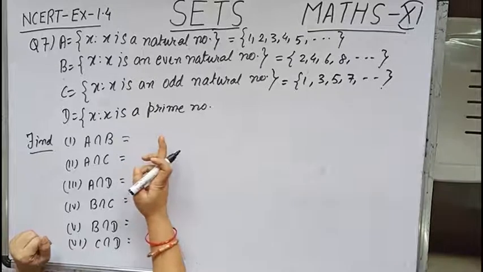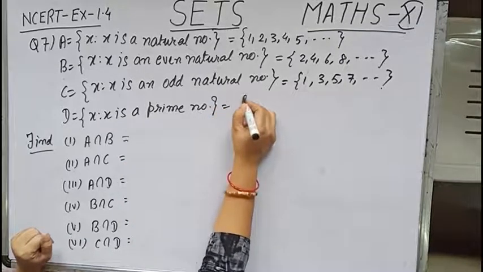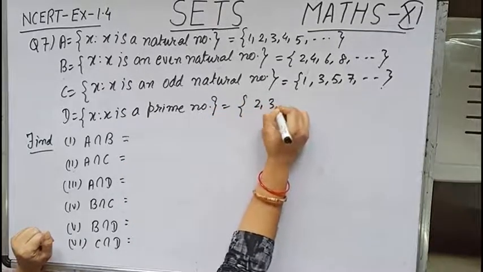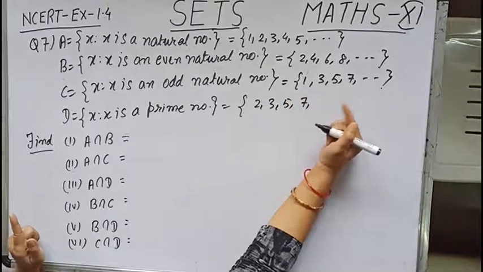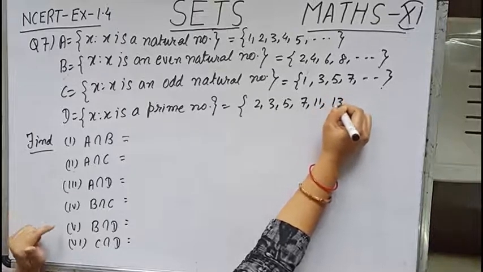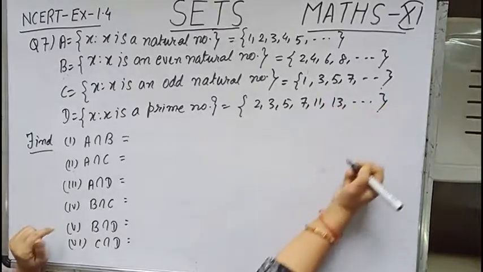And D is equal to x such that x is a prime number. So this will be equal to 2, 3, 5, 7, after 7, 11, 13 and so on.